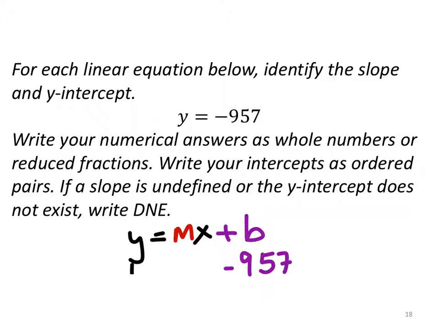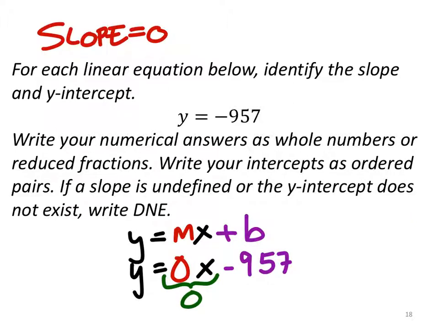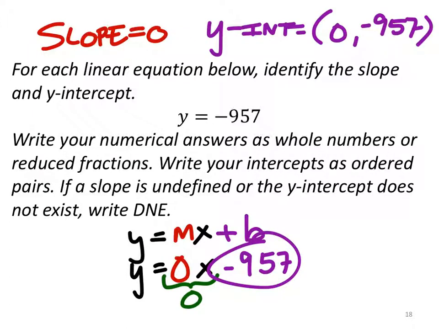The question is, what is the coefficient of x in this case? Well, since there's nothing there, we would want to show it as 0. Because remember, if we add or subtract 0 from anything, we get the same value. And this whole value is 0 right here. So the slope in this case is 0. And the y-intercept, again, we're looking at this as negative 957. There we go.